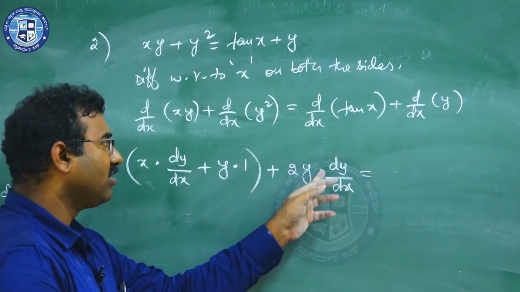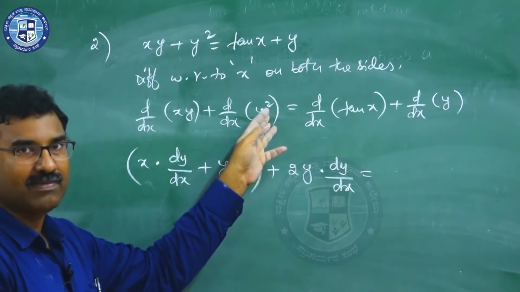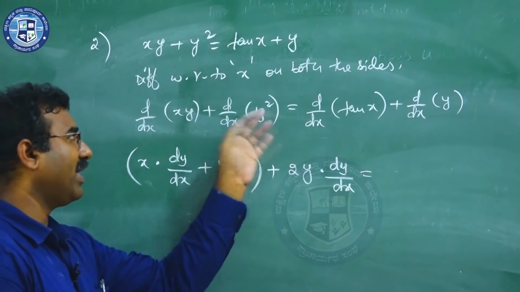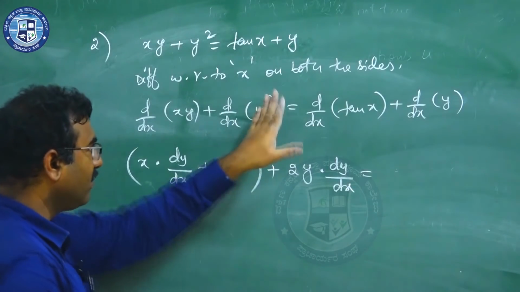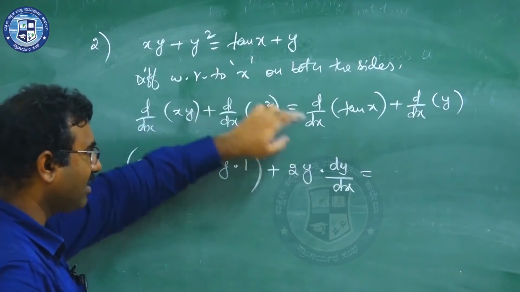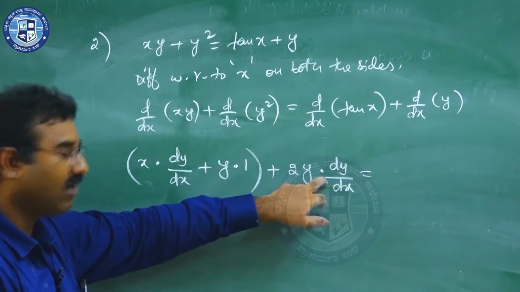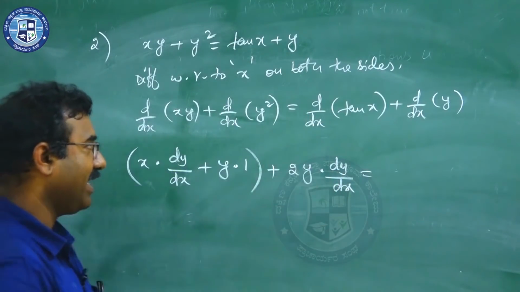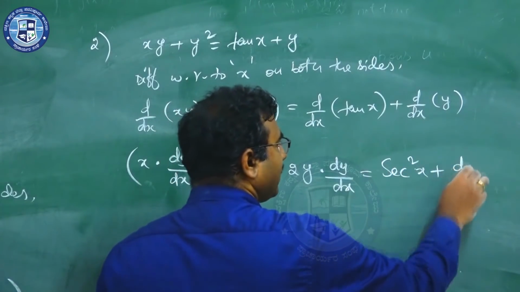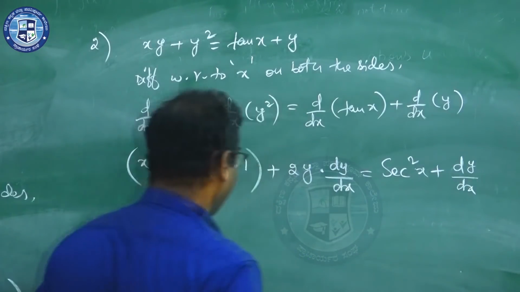2x into, here why are we doing this again? Because we have the d by dx of x squared formula, but we do not have d by dx of y squared, so we assume it as x. d by dx of x squared is 2x, but it is not x, so its derivative you need to consider. Again chain rule is involved here also. Okay. So d by dx of tan x is secant squared x plus dy by dx, right.